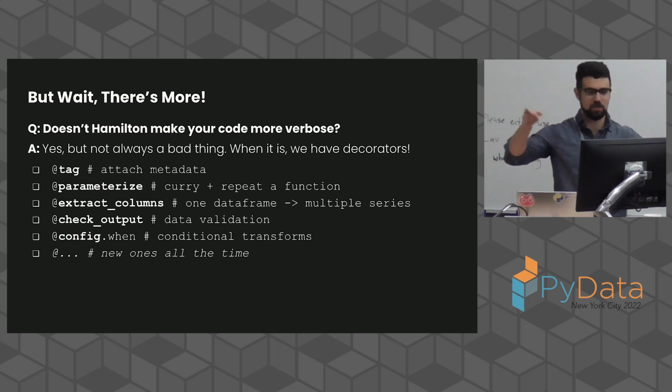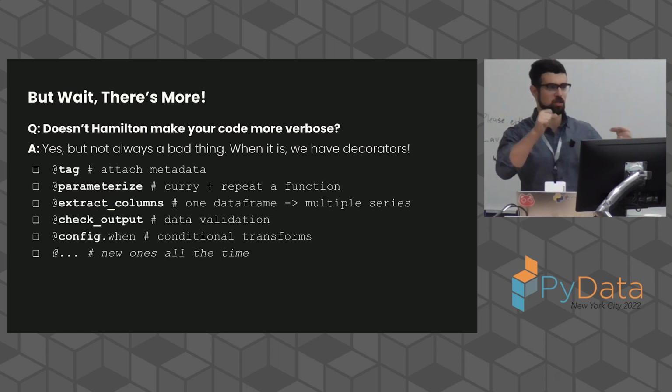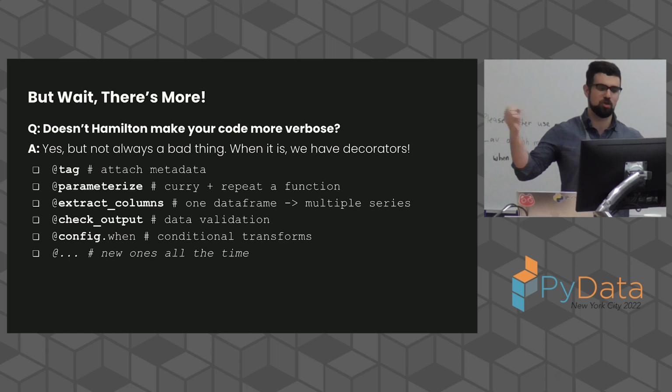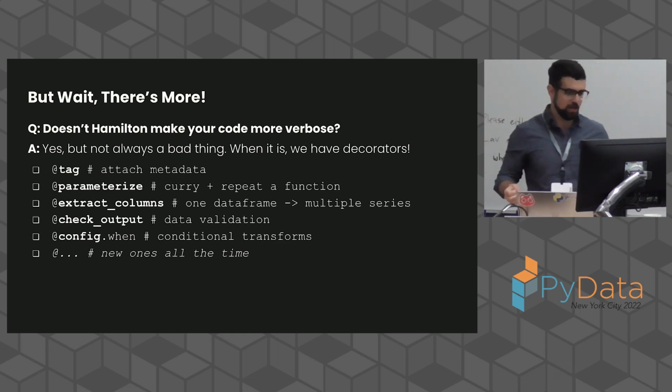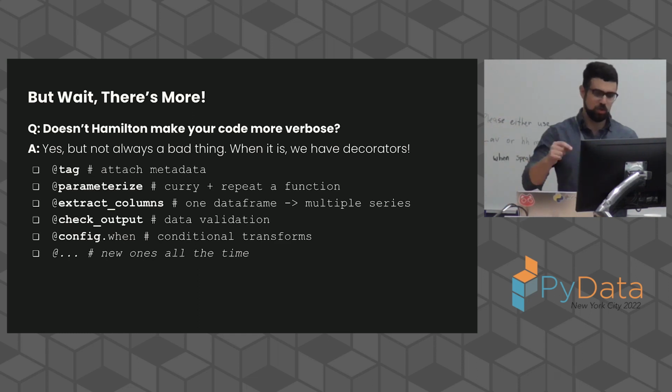So DFA equals CFC. That's the sort of basic construct of writing functions. And then we have the easy ways to represent other higher level programming constructs. So tag is just attaching metadata. Parameterizing is doing currying, so it's kind of a for loop, right? A for loop setting a value.